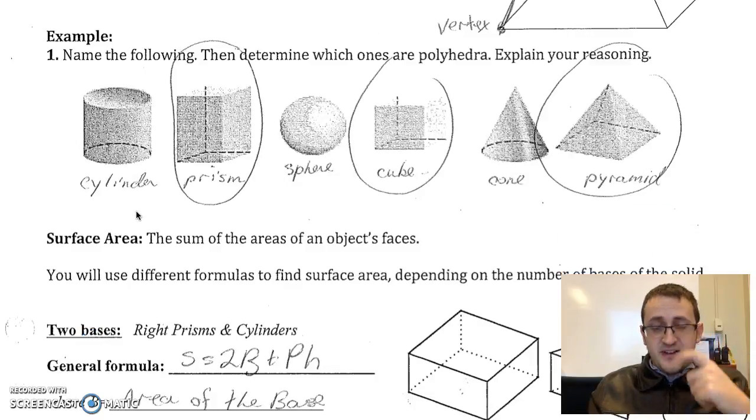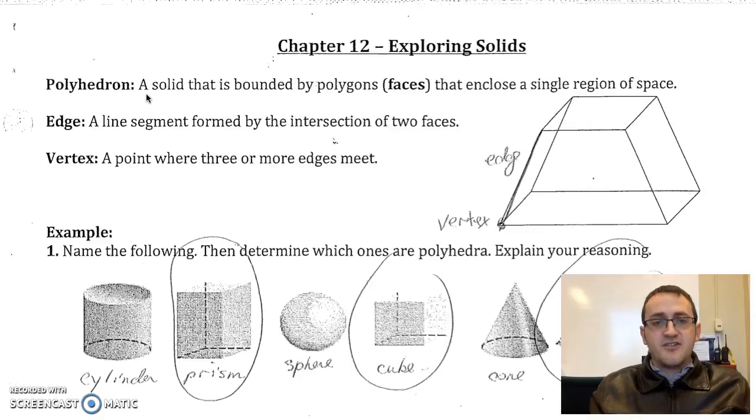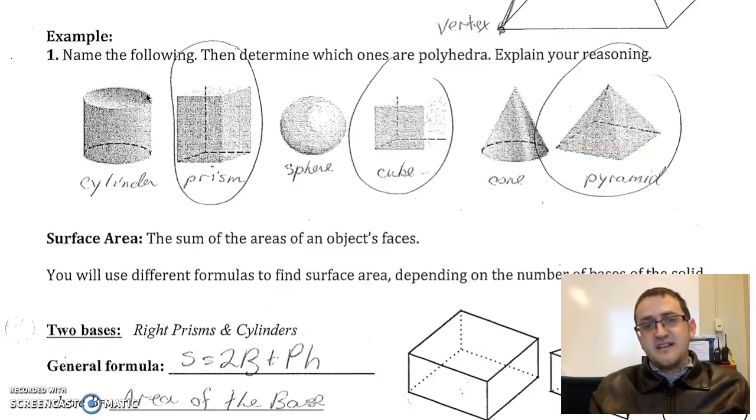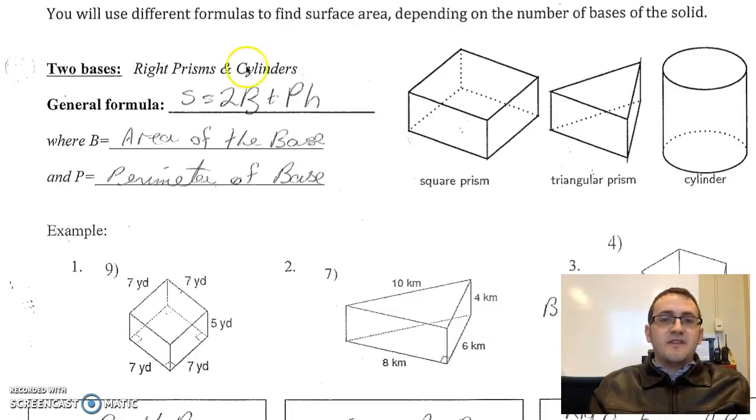We can name the different types of 3D shapes. Not every 3D shape is a polyhedron. They have to be flat surfaces, faces, and they can't be round. So cylinders and cones are not polyhedra. However, prisms, cubes, and pyramids are. So here are some basic types of shapes.